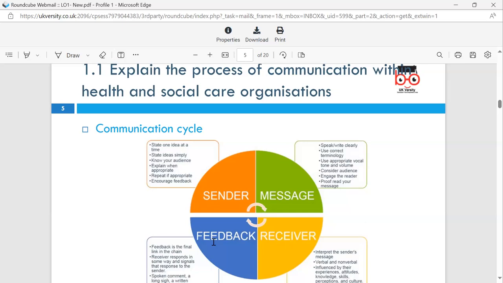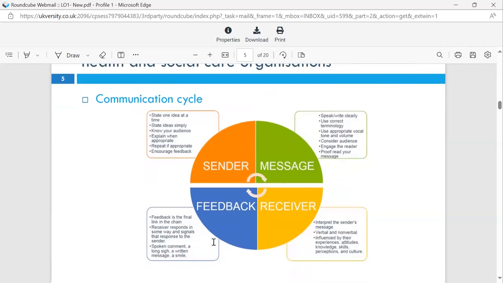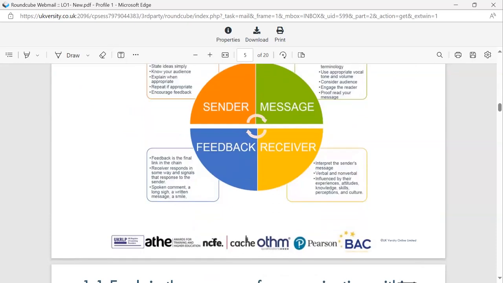And you should consider the audience, that is, the people around you. Then engage with the reader and proofread the message. The receiver will interpret the sender's message. This will be verbal and non-verbal, influenced by their experiences, attitudes, knowledge, skills, perceptions, and culture. And the feedback, the final link in the chain, is where the receiver responds in some way and signals that response to the sender: a spoken comment, a written message, or a smile.